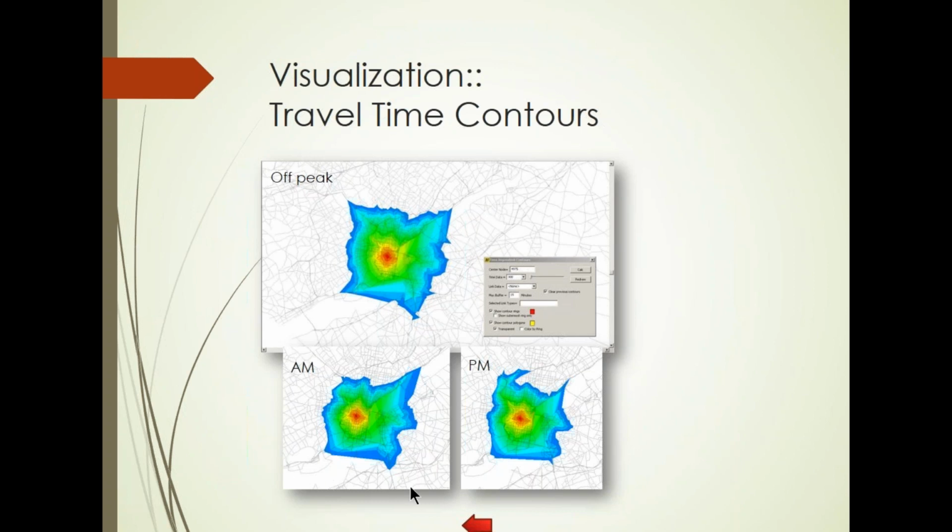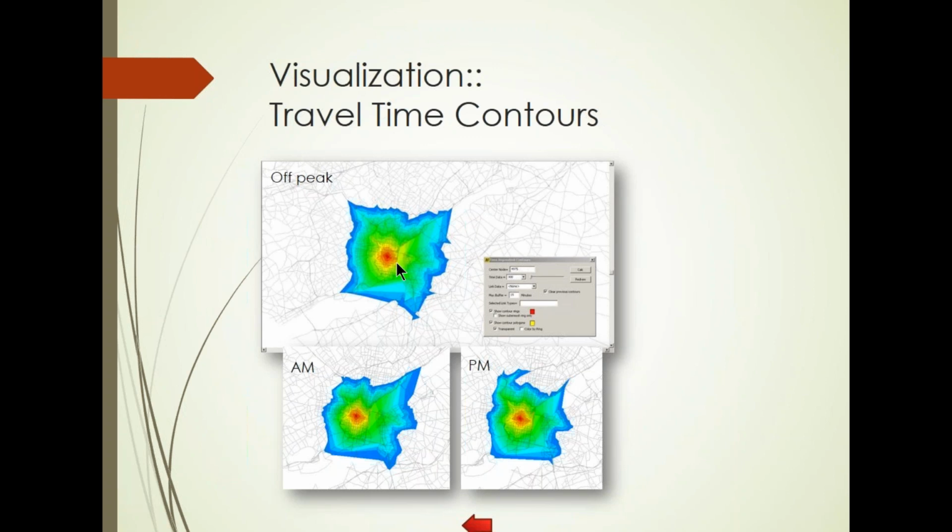Then if we look at the AM peak, the shape of the contour changes and it can give you a sense of the congestion. This contour becomes much smaller, indicating that for the same amount of time you cannot go as far due to congestion. So when you compare the contours for the same area and same focal point between AM peak, PM peak, and off-peak hours, you have a very good sense of congestion and in which direction.